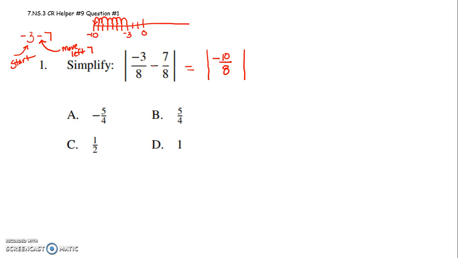Some of you might just look and say, okay, signs are the same. Find the sum. So the sum of 3 and 7 is 10. Keep the sign. All right. Now I'm ready to actually take the absolute value.